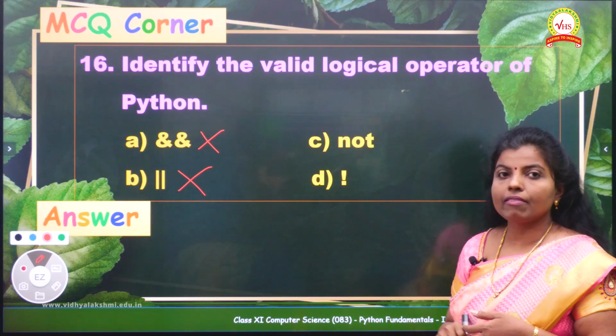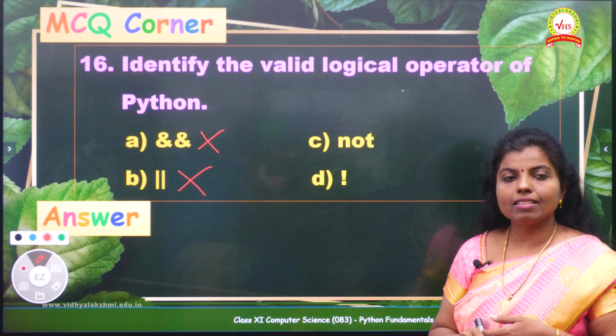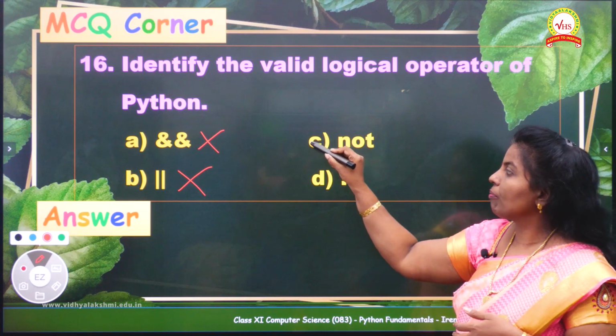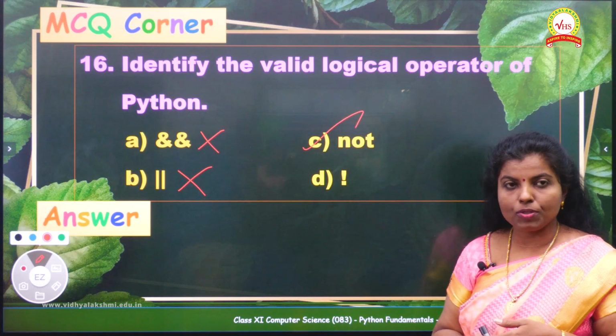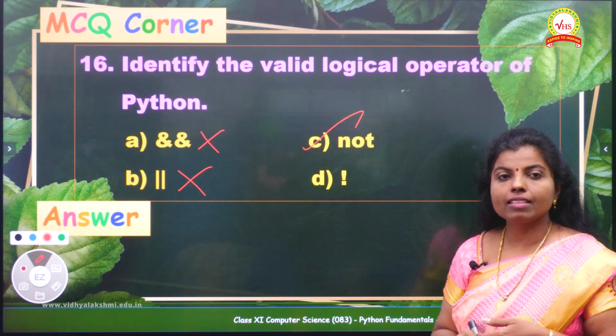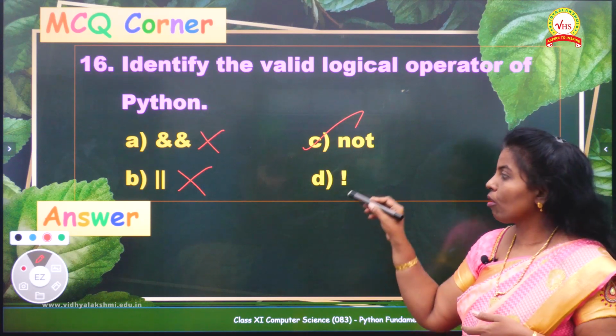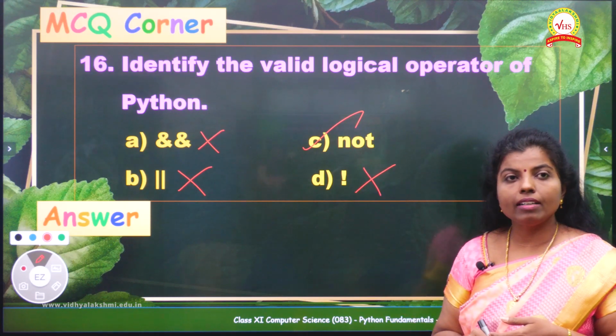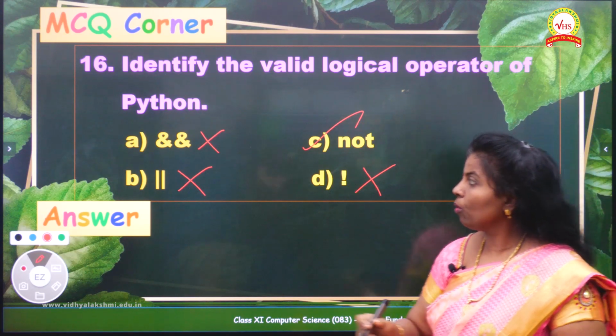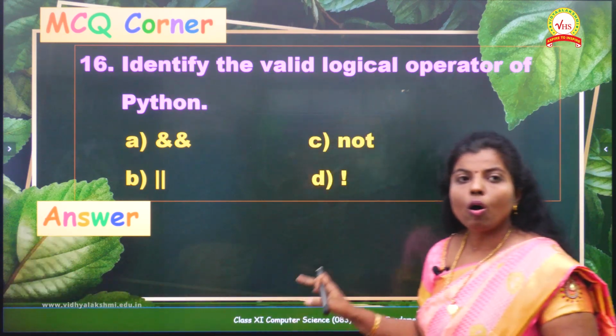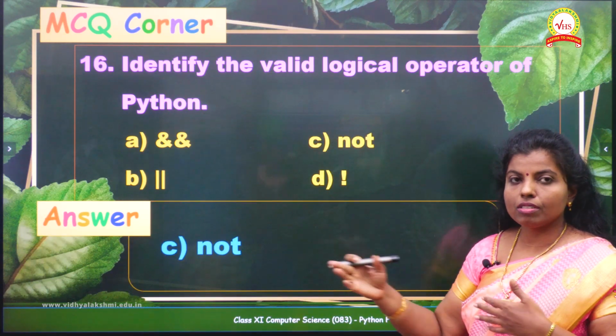Option C is given as not. Not is the valid logical operator of Python. So this is going to be the correct option. And option D is given as the exclamation sign. This is also not going to be a valid logical operator of Python. So our answer is going to be option C, not. So this is the correct answer.